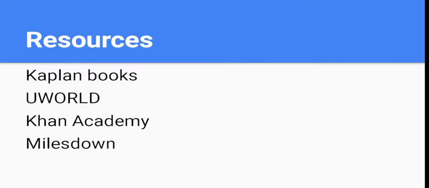So what resources am I using? I'm using the Kaplan books, UWorld, which is a question bank, Khan Academy, and Miles Down. There's a lot more resources you could be using. You could use ExamKrackers, you could be using Princeton Review, Beckley, I think. I don't know. There's a lot. Everyone wants their money.